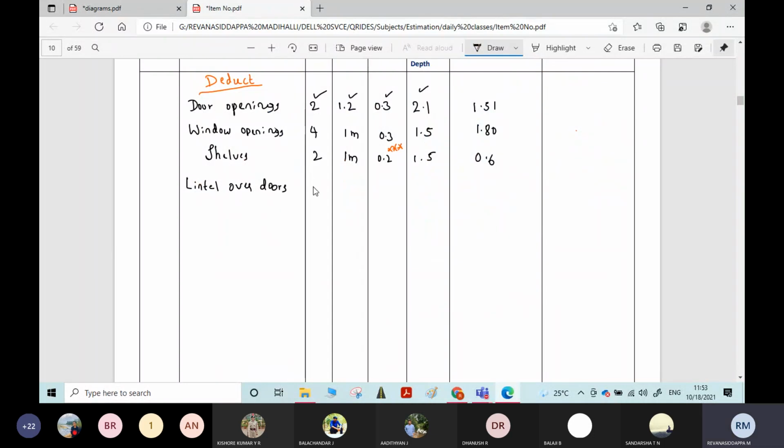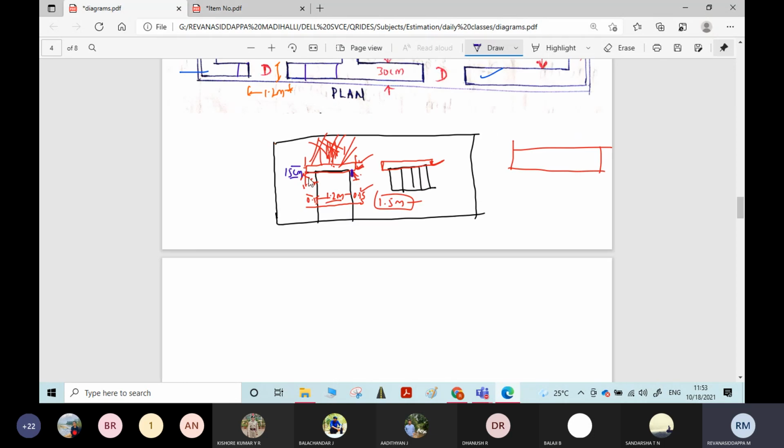There are two doors. Number of doors is 2. Tell me the length calculation, students. Just now I explained, the length of the bearing will be the width of the door opening. Length of the door opening is 1.2 meter plus bearing length of 15 centimeter on either side.